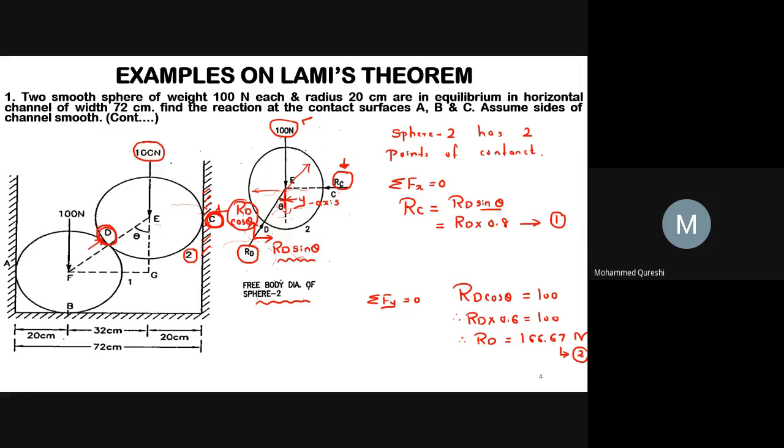Put the value of RD in equation number 1, so you will get the value of RC. So, equation 1 implies RC equals 166.67 into 0.8 equals 133.33 Newton. So we get the value of RC, meaning the reaction at the contact surface C, as 133.33 Newton.